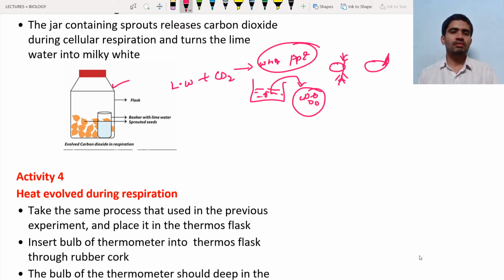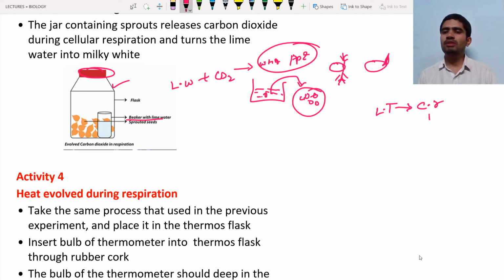So the question is where the carbon dioxide is coming from. You have closed the jar. The sprouts are placed inside the glass jar along with the beaker of lime solution, and the bottle is closed tightly with the lid. These cells in germinating seeds are living tissue, and the living tissue is going to perform cellular respiration, or simply respiration.